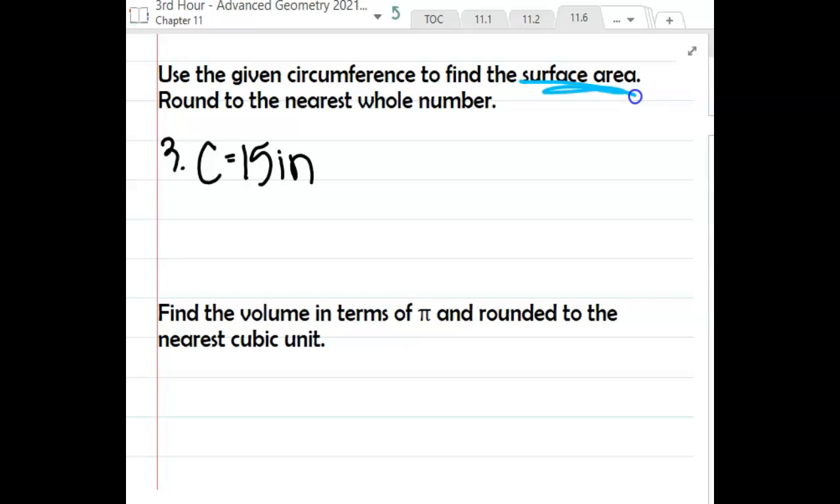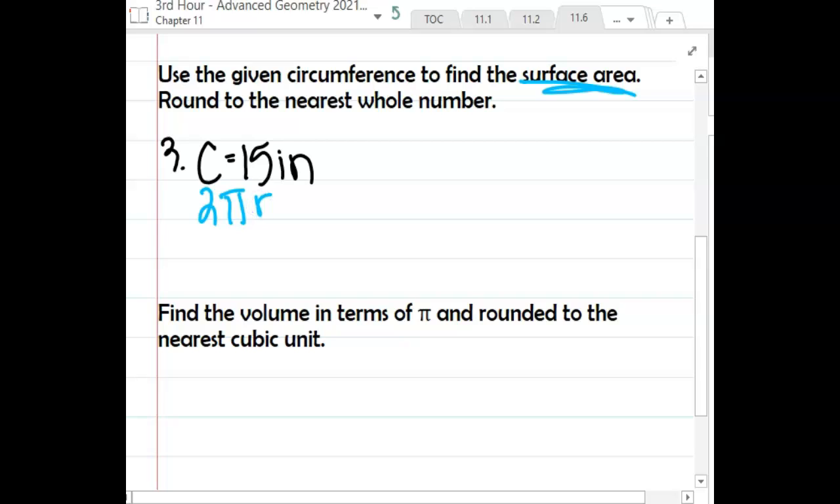But how do you find the circumference? With the radius. How specifically with the radius? 2 pi r. That's how you find circumference. So when I take 2 pi r, I get 15. What I'm trying to do is solve for r. So to get rid of the 2 pi, I would divide by 2 pi.